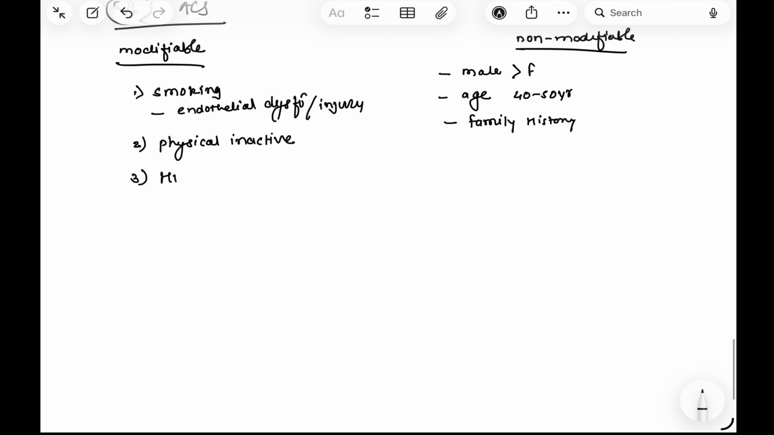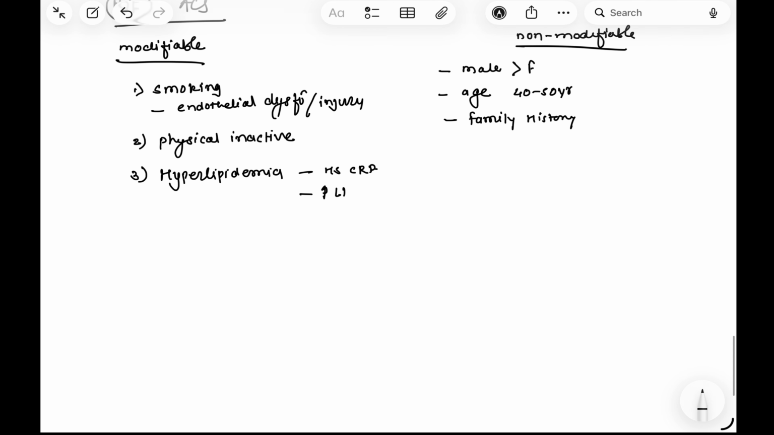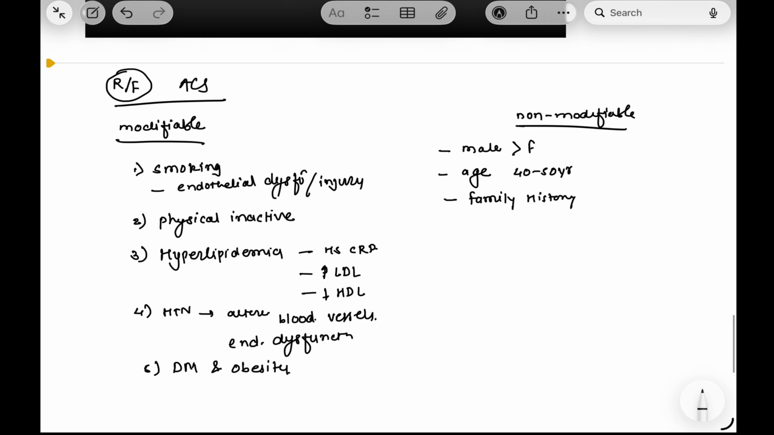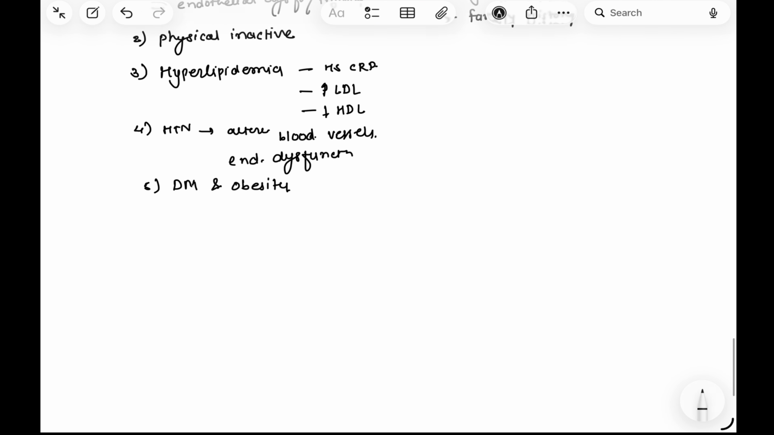Now third is hyperlipidemia. As we said, high sensitivity CRP, high LDL and low HDL. Then the fourth one is hypertension. What hypertension does to arteries is that it will alter blood vessels. Also it causes endothelial dysfunction. Fifth one is diabetes mellitus and obesity. So these are the risk factors that are associated with ACS.